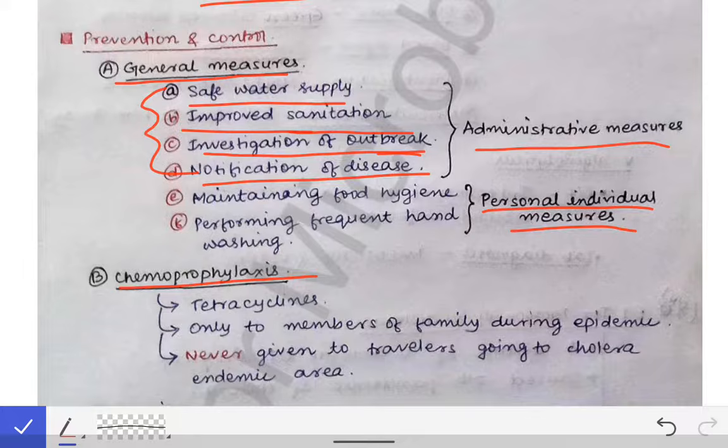What can an individual do to prevent cholera? An individual can maintain food hygiene and perform frequent hand washing to prevent cholera.